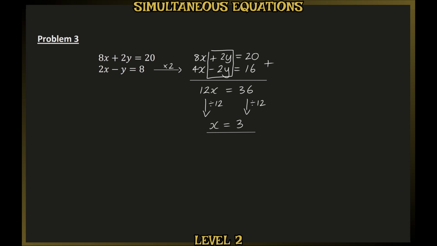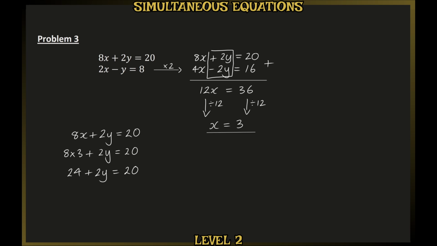To find y, we now need to take this value of x and substitute it back into one of the original equations. And as always, I'm going to pick the one that looks a bit simpler, which is the one with the plus in. So I'm going to take 8x plus 2y equals 20, and I'm going to substitute x for 3. So this becomes 8 times 3 plus 2y is equal to 20. 8 times 3 is 24, so this becomes 24 plus 2y is equal to 20, and we can now solve to find y.